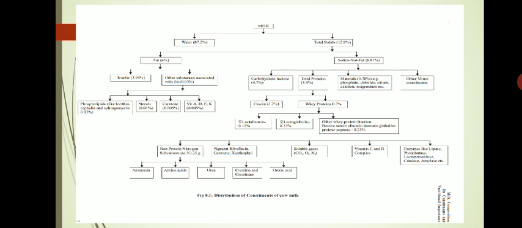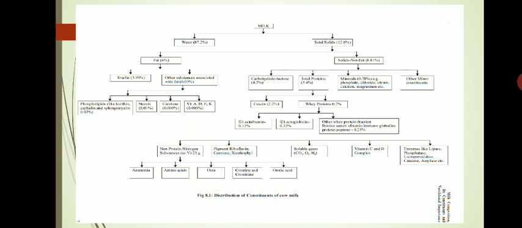The solids include fat as well as solid not fat. So we'll see fat contains around 4%. In that it contains true fat as well as other substances associated with fat in different proportions. So the majority is fat. You know that the quality of milk depends very much upon fat content. The higher the fat content, the better the quality of milk.